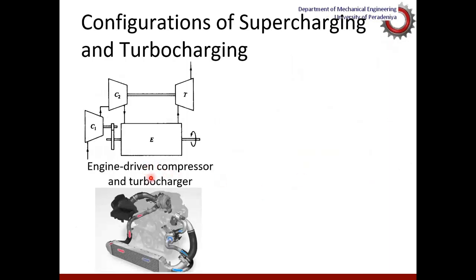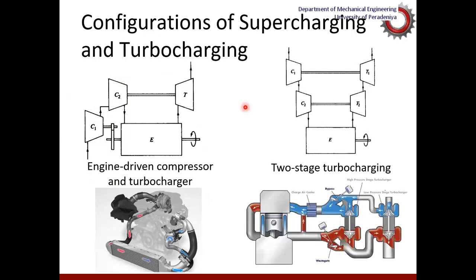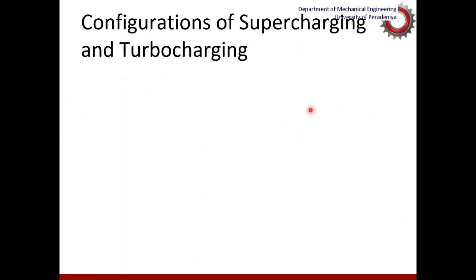And there can be engine-driven compressor and turbocharging. There are two compressors in this case. A certain degree of compression is done using an engine-driven system, and then it's further compressed using a turbocharging system. So this is the configuration of engine-driven compressor and turbocharger. So it is a supercharger and turbocharger together. And then there are two-stage turbocharging, where you have two compressors and two turbines cascaded, as you can see here. So it's a two-stage process for better boosting.